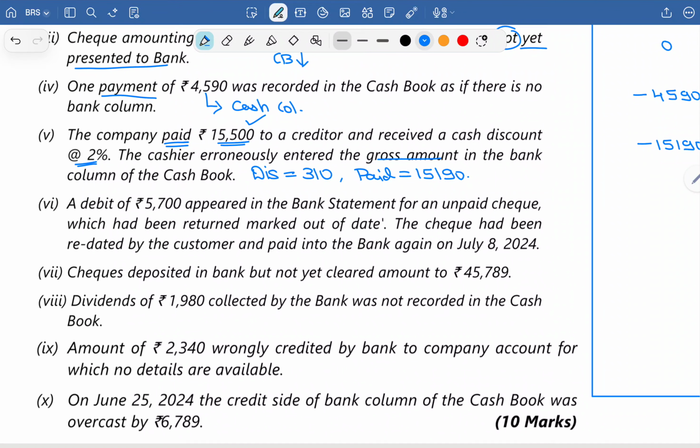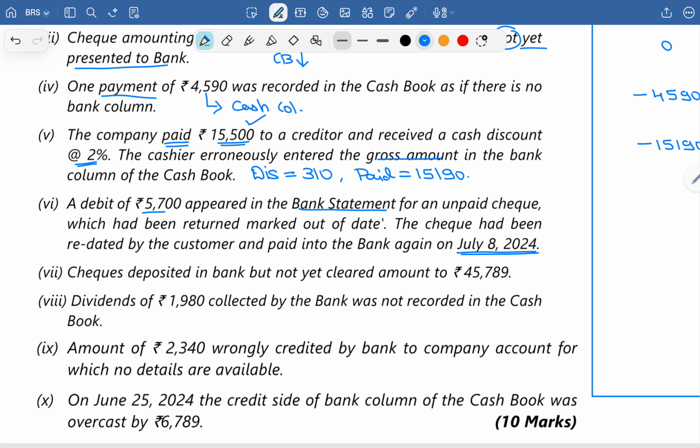Next one. A debit of rupees 5,700 appeared in the bank statement for an unpaid check which had been returned marked out of date. The check had been redated by the customer and paid into the bank again on July 8, 2024. It is after the BRS date. So, one of our customers has given me the check. We have deposited the check into the bank. But that check is unpaid, which has been returned marked out of date. So, it is a check dishonor.